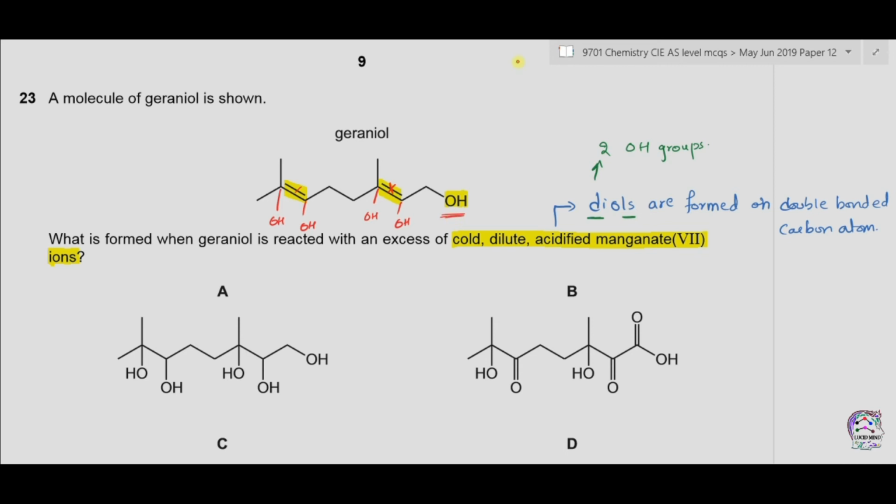Let's move towards the options. In option A, we can see that two OH groups are attached. Also, the double bond is converted into a single bond. Again, two OH groups are attached and the double bond is converted into a single bond. And the OH is not affected. So therefore, the correct option is A.